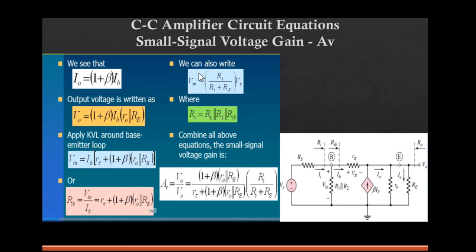Finally, we can apply the voltage division rule and get the expression of Vn. That is, total voltage Vs into the same branch resistance Ri divided by total resistance, that is Ri plus Rs, is the voltage division rule applied here. You can get the expression of Vs from this, where Ri is nothing but R1 parallel R2 parallel RIB. So combining all these expressions, we get the expression of AV as V0 by Vs. You can get the expression of V0 from here, the expression of Vs from here, and write the final expression of AV.